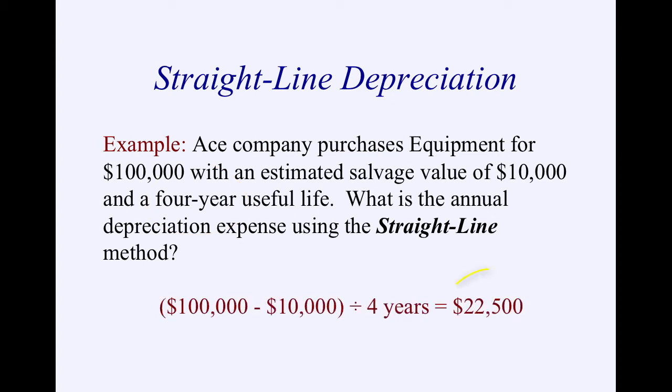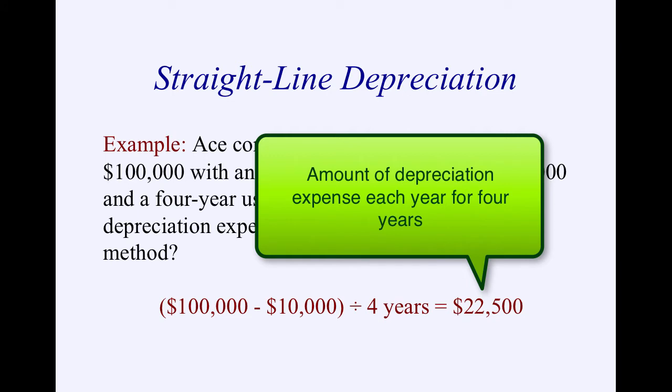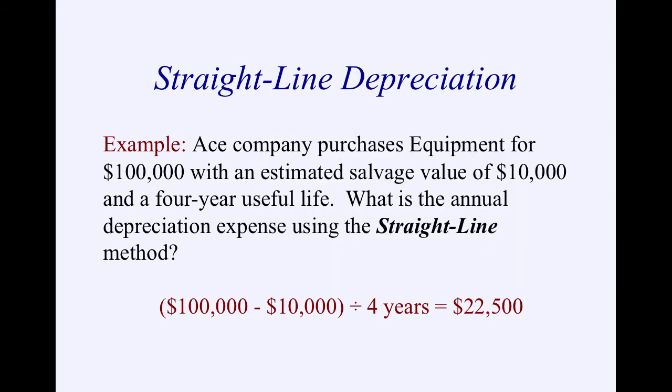In this case, the annual depreciation expense is $22,500. This was calculated by taking the cost of the asset and subtracting its salvage value. This amount was then divided by the asset's useful life. In this case, $22,500 will be recorded as depreciation expense each year for 4 years.